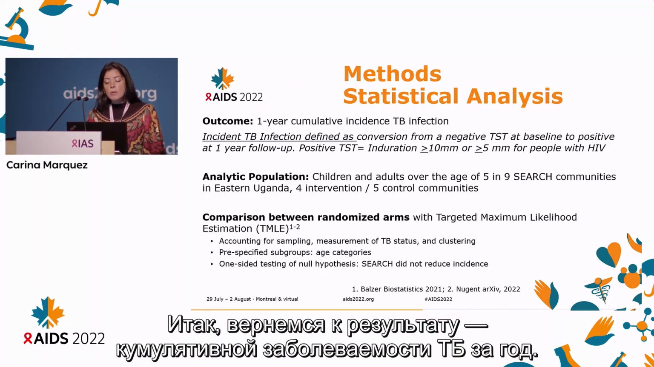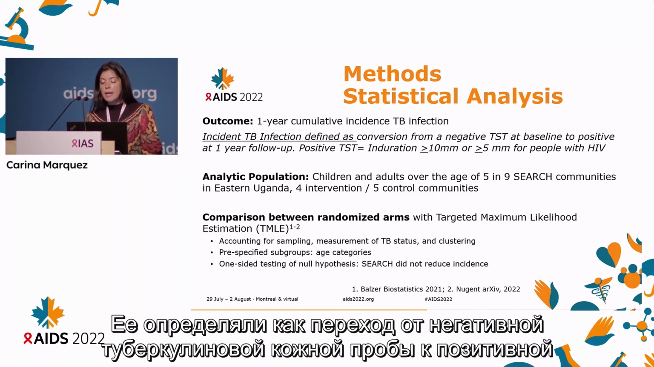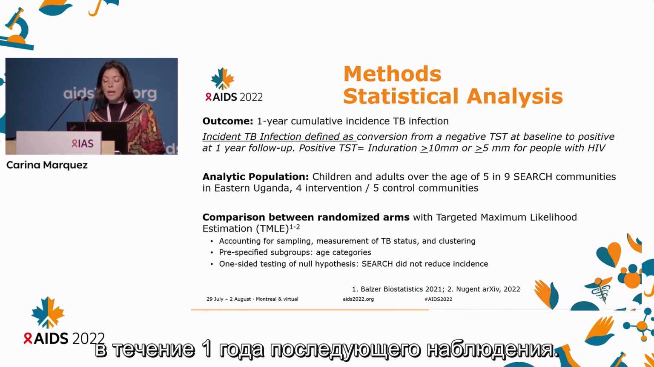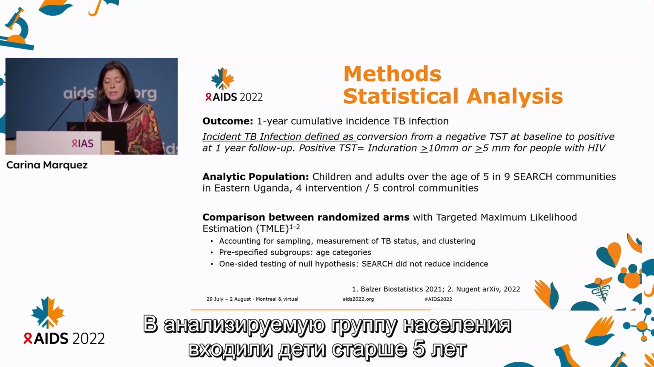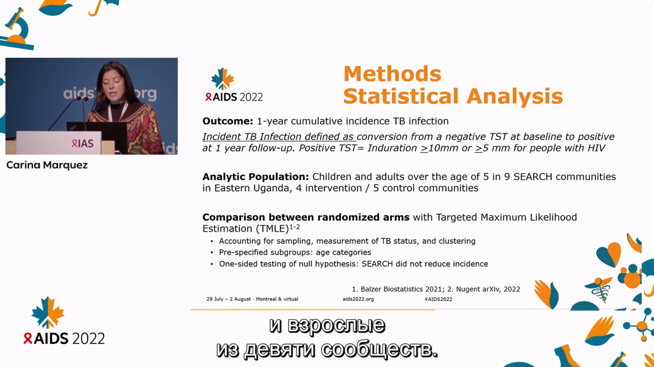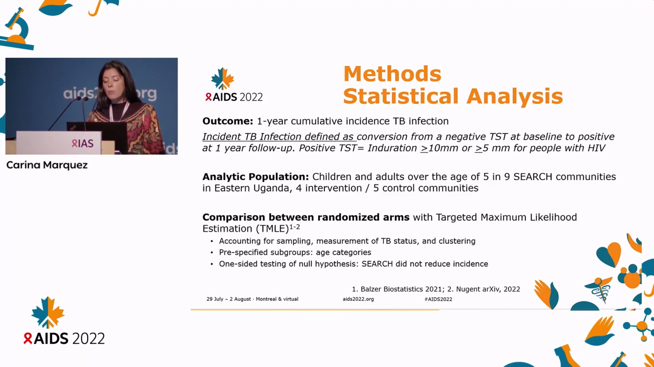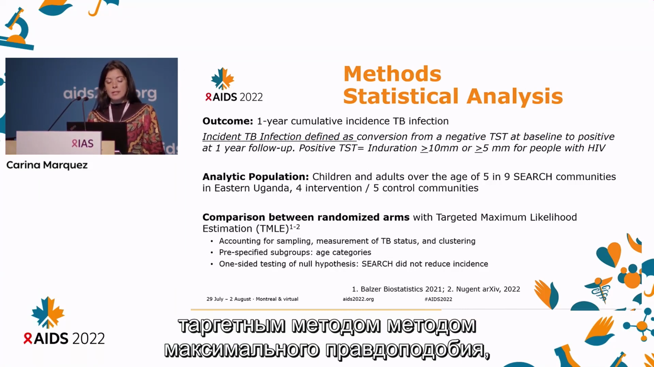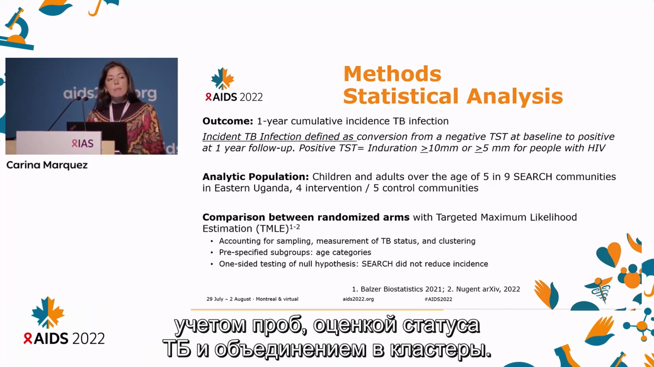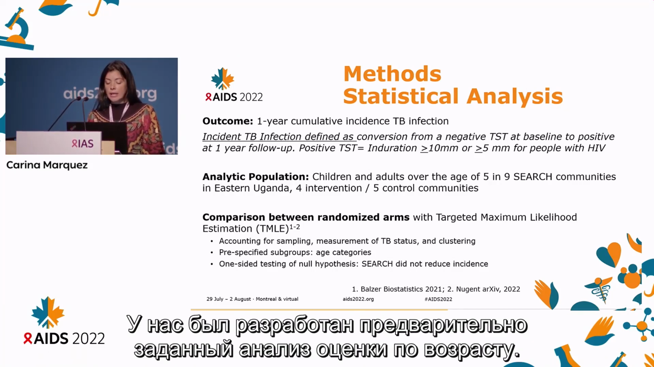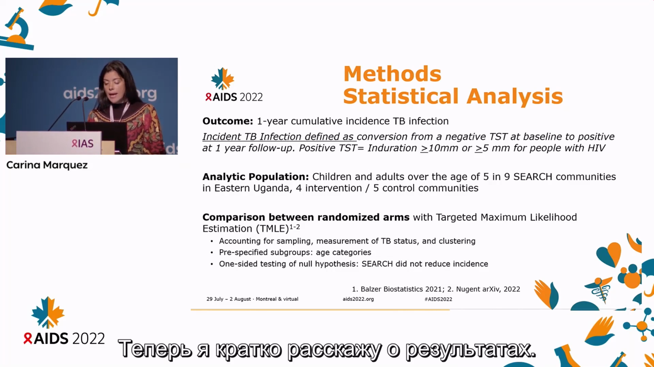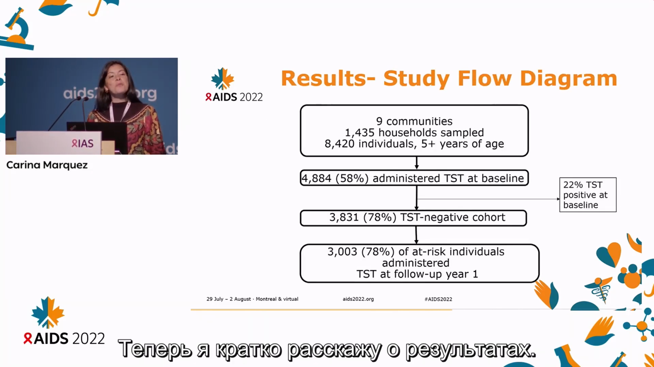So here's our outcome again, 1 year cumulative incidence of TB infection, which we defined as a conversion from a negative TST at baseline to a positive one at 1 year follow-up. The analytic population included children and adults over the age of 5 in our 9 communities. And we compared between randomized arms with targeted maximum likelihood estimation, accounting for sampling, measurement of TB status, and clustering. We had a pre-specified analysis looking at age categories, and let me walk you through the results.